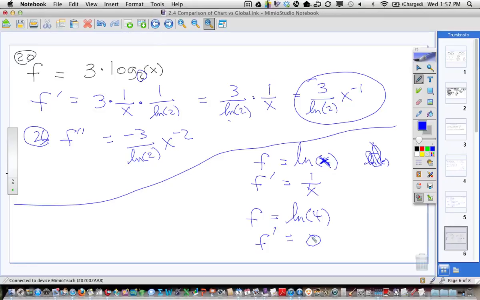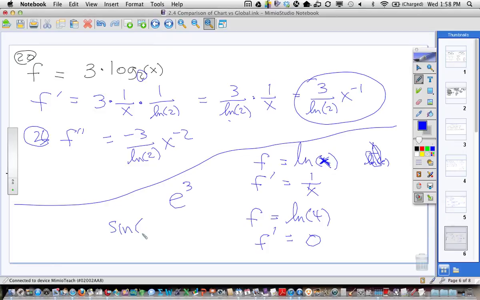We have to really be careful with that, because I'll see people, same thing, e to the third. What's the derivative of e to the third? 0. E to the third is just a number. It's not e to the x, it's e to the third. It's a number. The derivative of a number is 0.